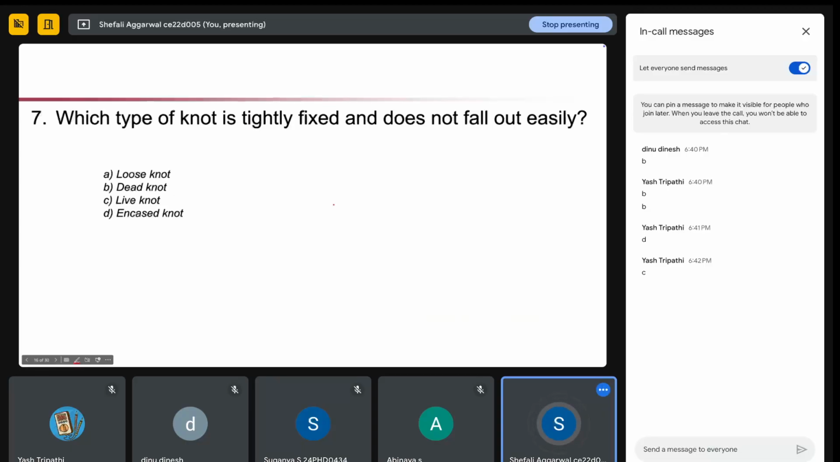Which type of knot is tightly fixed and does not fall out easily? Loose, dead, live or encased?